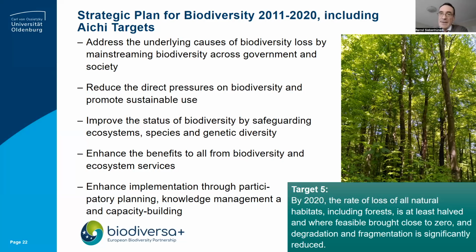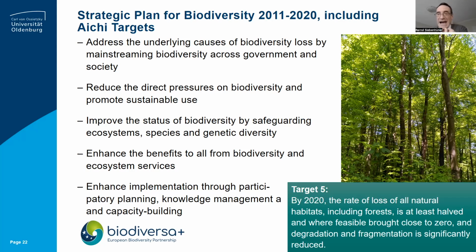That's why I at least picked one of the specific targets here, target five, that is by 2020. The rate of loss of all natural habitats, including forests, is at least halved, and where possible brought close to zero, and degradation and fragmentation is significantly reduced. So there is the attempt to quantify that also, to make this conservation element, in a sense, monitorable or accessible. And this was a formulation from the so-called Aichi targets in 2011-2020.